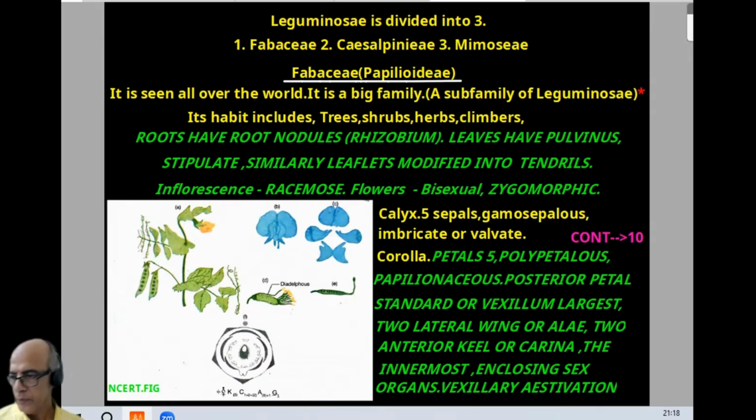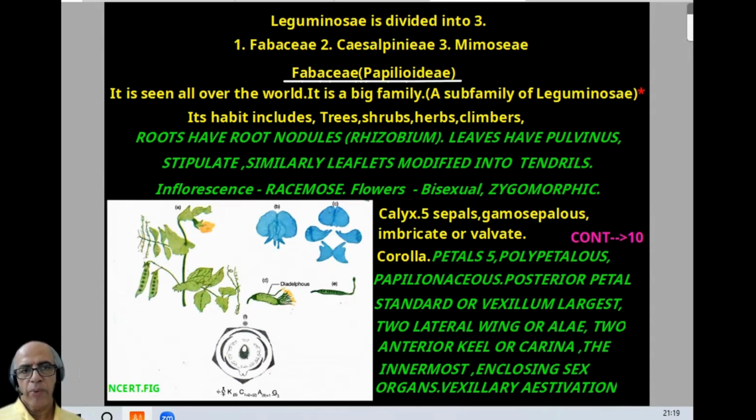Then coming to the next one, its habitat and habit. It is seen all over the world. It is a big family, even as a subfamily of Leguminosae it is big. Its habitat includes almost all parts. Habit includes trees, shrubs, herbs, and climbers. Here now the exceptional features: roots have root nodules. Rhizobium lives on the root, forming root nodules. Leaves have pulvinus, swellings near the leaf base. Stipules will be there, stipulate. Similarly, leaflets are modified into tendrils in Papilionaceae.